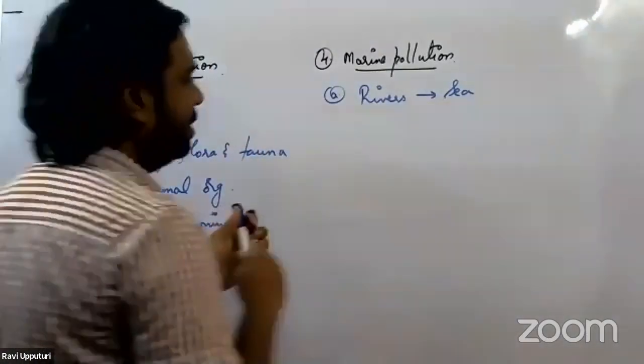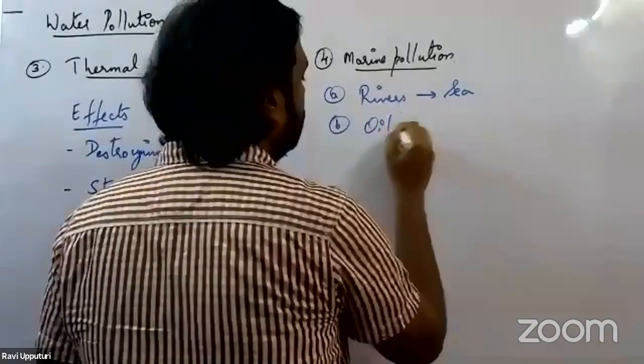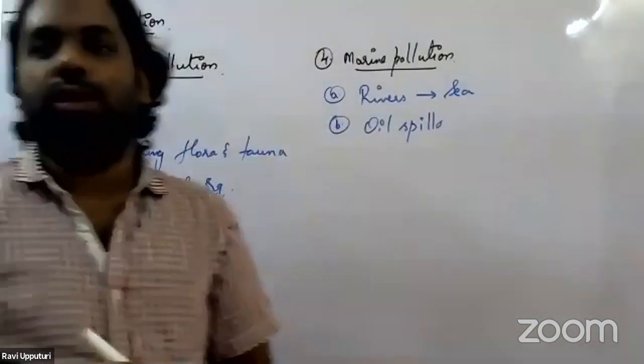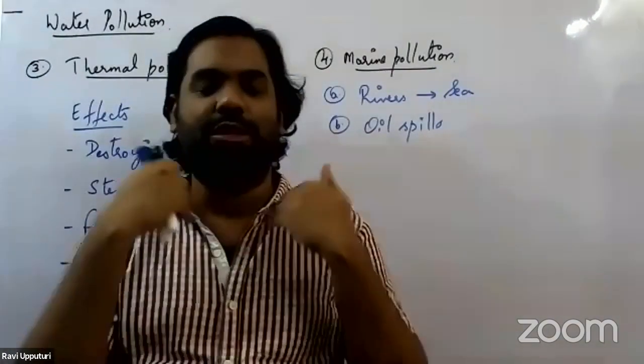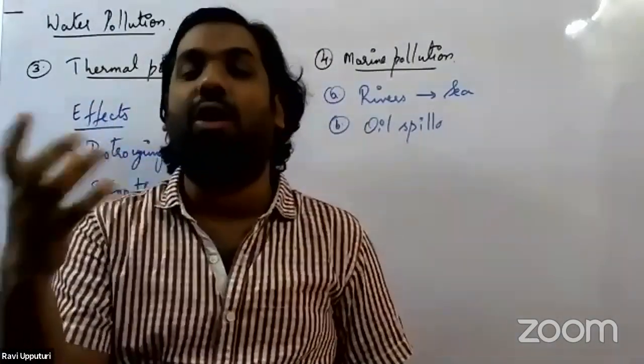Number two, there is something called oil spills. The second major reason for marine pollution is oil spills. Now, what do we mean by oil spills? We know that there are very huge containers which keep moving from one country to the other in the transportation of oil especially.